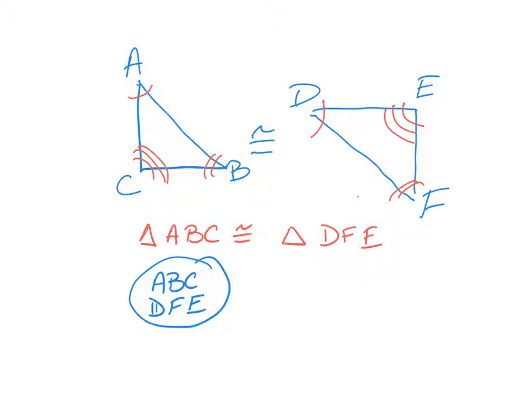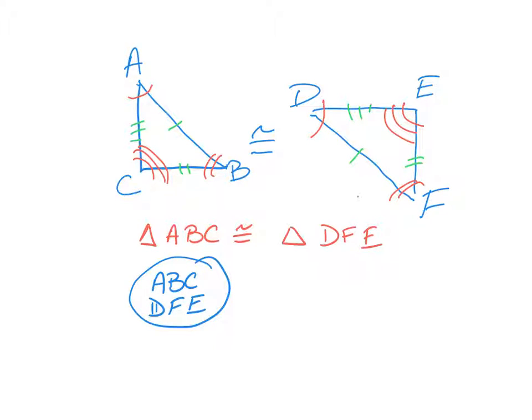If you look at AB, AB is right there. Who are the letters below AB? DF, right? So AB is congruent to DF. BC, which is this guy right here, is congruent to FE, or EF. And then the third one, AC, is congruent to DE.